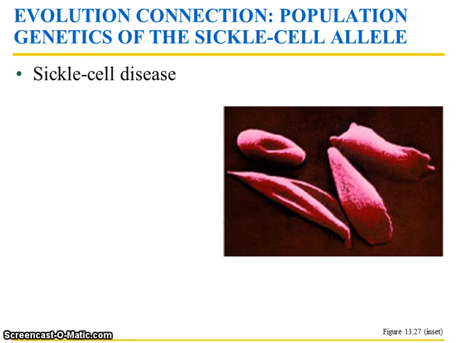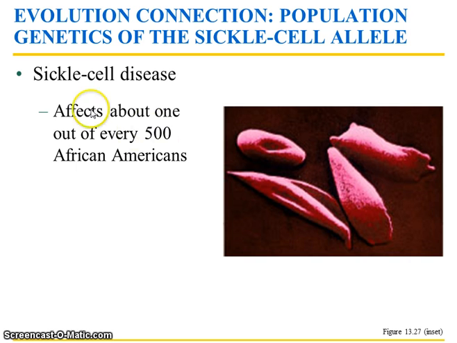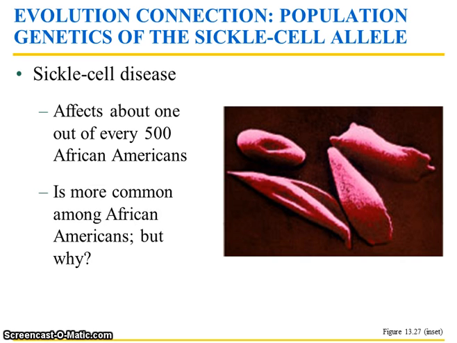We've looked at sickle cell disease in other chapters, but let's relate this to genetics population. 1 out of about every 500 African Americans has sickle cell disease. It's far more common among African Americans than Americans of other descent locations. Why?